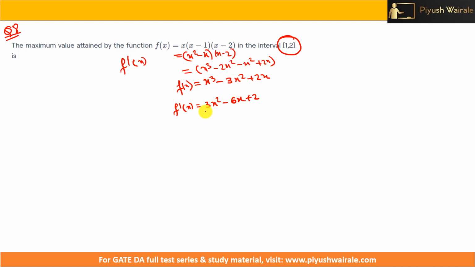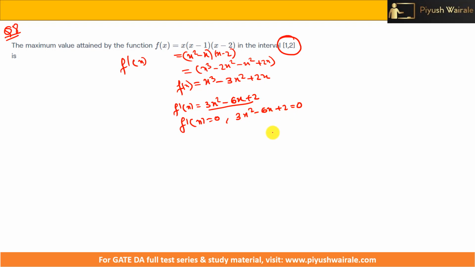Now we need to find the root of this particular equation. So just equate f dash of x to 0 to find the stationary points, that is 3x square minus 6x plus 2 equals 0. Do we have two integers such that, like 3 into 2 is 6, the product is equal to plus 6 and their sum is equal to minus 6? Do we have such numbers?